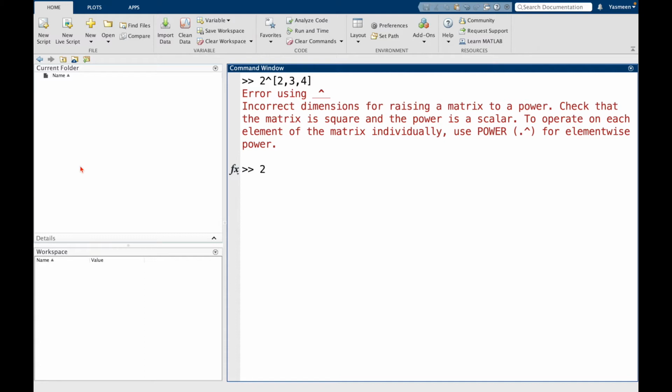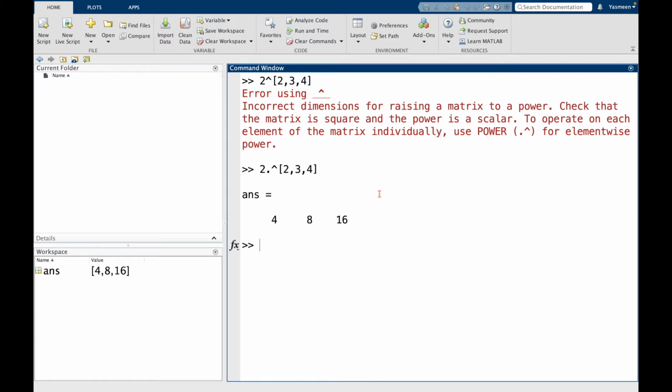So I'm going to do 2 dot caret. And now what this says is take 2, raise it to the power of 2, then to the power of 3, then to the power of 4. So we can see here we get 4, 8, 16. That's looking good. We've also seen some built-in constants.